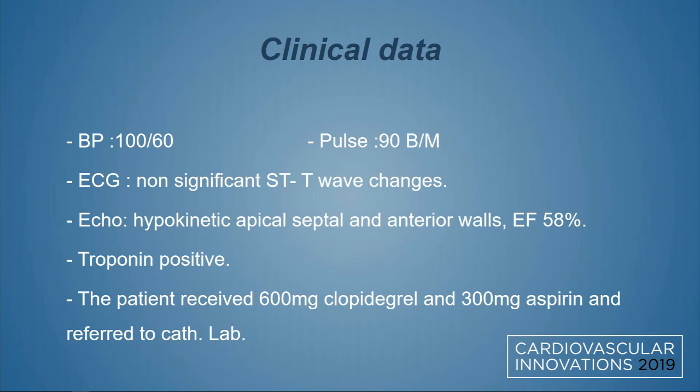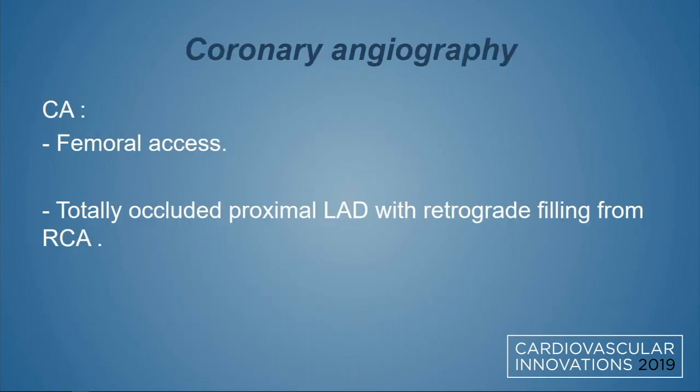Echo showed hypokinetic apical, septal and anterior walls. Ejection fraction was 58%. Troponin was positive. The patient received 600 mg clopidogrel and 300 mg aspirin and was referred to the cath lab. Our coronary angio through femoral access showed a totally occluded proximal LAD with retrograde filling from the RCA.